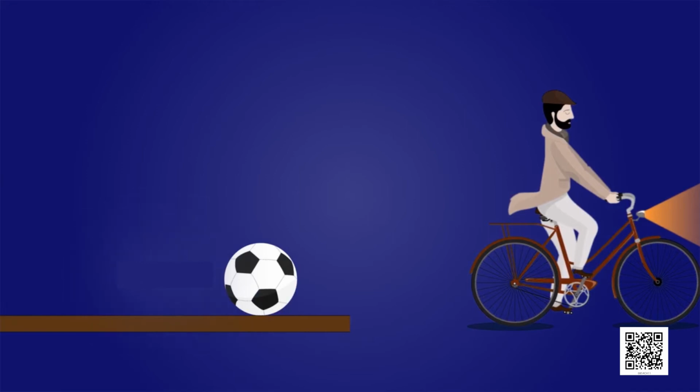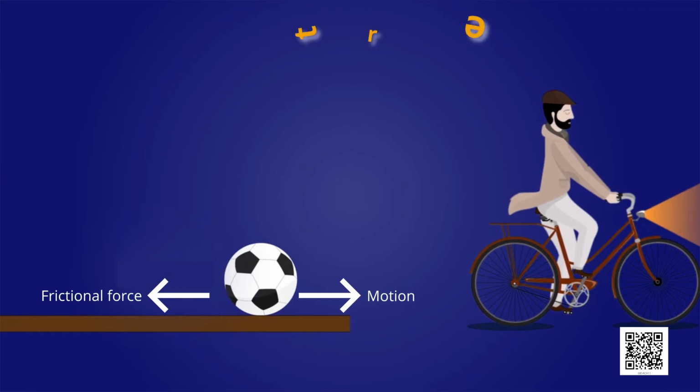Here, the force of friction between the surface of the ball and the ground opposes the motion of the ball and brings the moving ball to rest. The force of friction always acts opposite to the direction of motion. Since the force of friction arises due to contact between surfaces, it is also an example of a contact force.